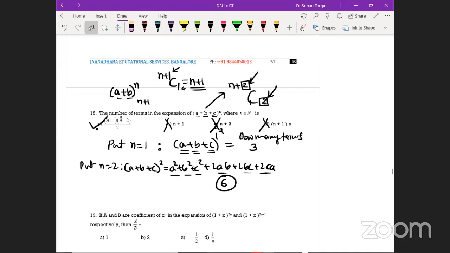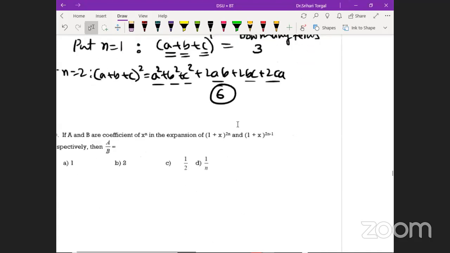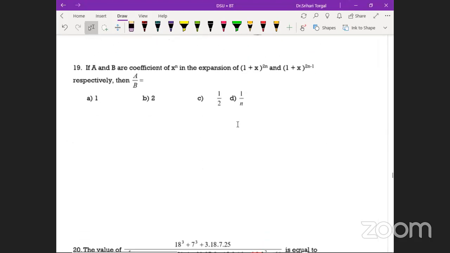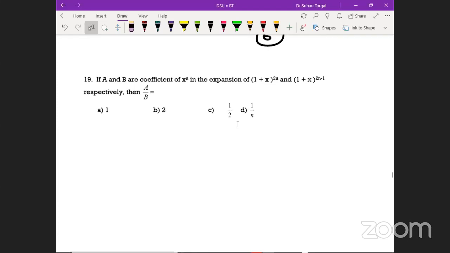Let's move on to the next problem. Question number 19. If A and B are coefficients of x power n in the expansion of 1 plus x whole power 2n and 1 plus x whole power 2n minus 1 respectively, then A by B is equal to.